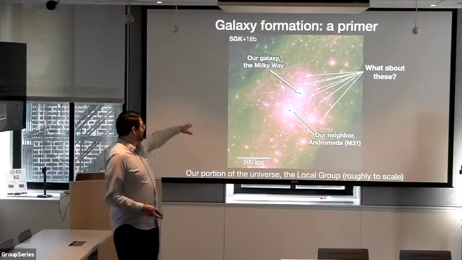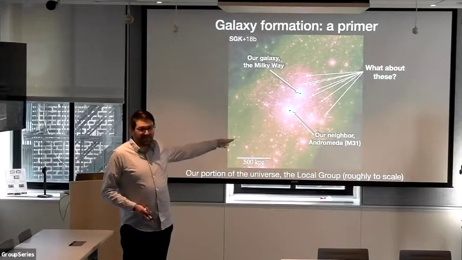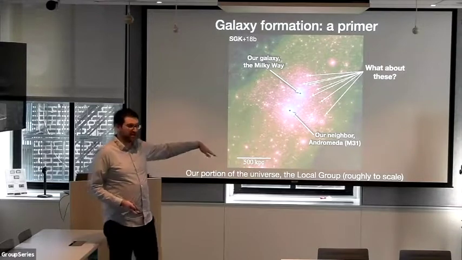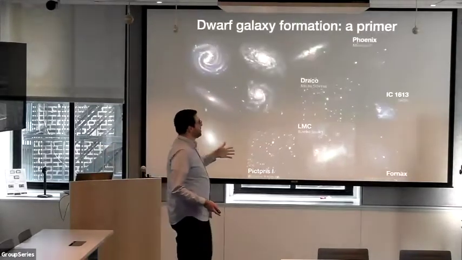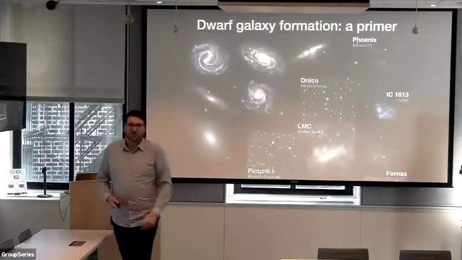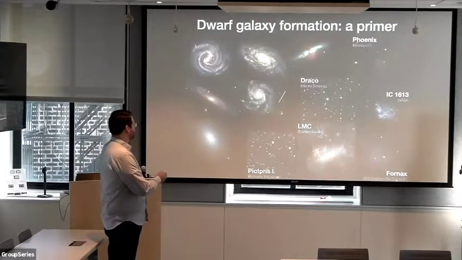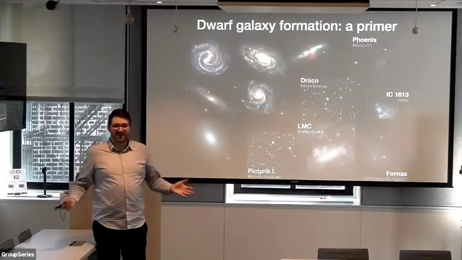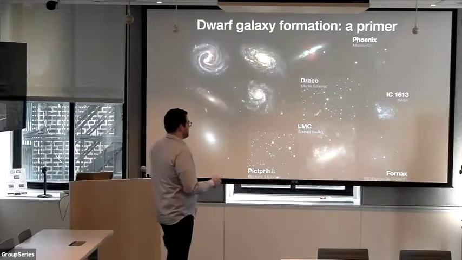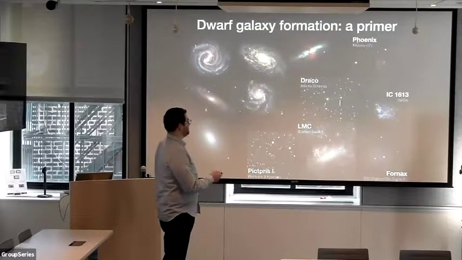Now, if those two big halos host big galaxies, it's pretty reasonable to think that those smaller halos host small galaxies, right? We call those dwarfs. So while big galaxies look something like this, look like what you think of when you think of a galaxy, dwarfs, of course, look completely different. So for example, I see nothing in this picture.